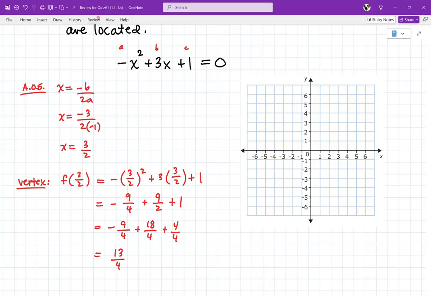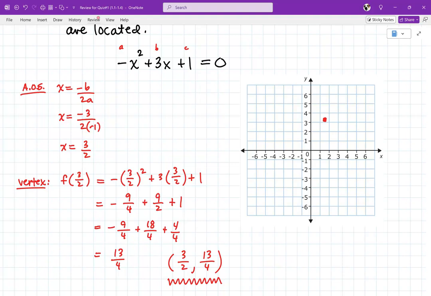Okay, so my vertex is 3 halves, 13 over 4. This is my vertex. Remember how I did a squiggly line on the notes when I did them, right? Remember, I tell you, my notes stay consistent to help you know what you're looking at. So I'm going to put this point on this graph. 3 over 2 is 1.5 for x. And 13 over 4, that's 3 1/4. So 1.5, 3 1/4. So right about there.